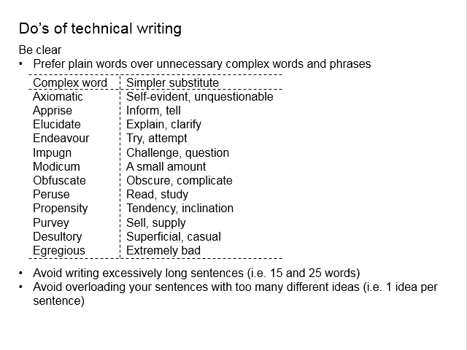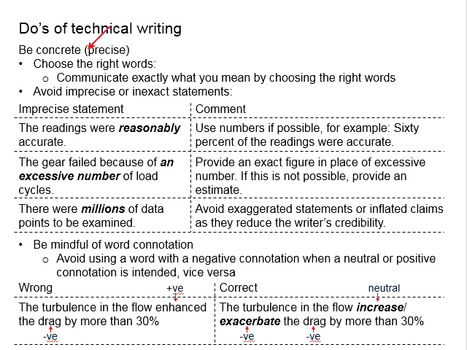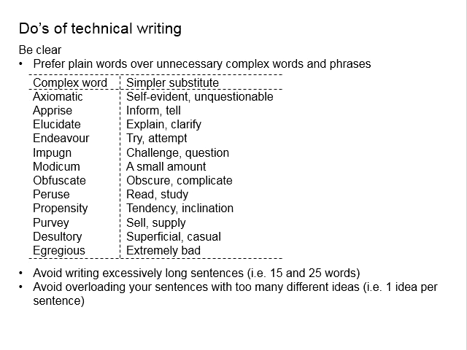In the previous videos, we mentioned the do's of technical writing. So far, we have covered two aspects. First is to be clear, and second is to be concrete. We know that in order to be clear, we need to use simple words instead of complex words in constructing our sentences. We would like to have simple sentences instead of long and complex sentences. And when we construct the sentence, there should be only one idea per sentence.